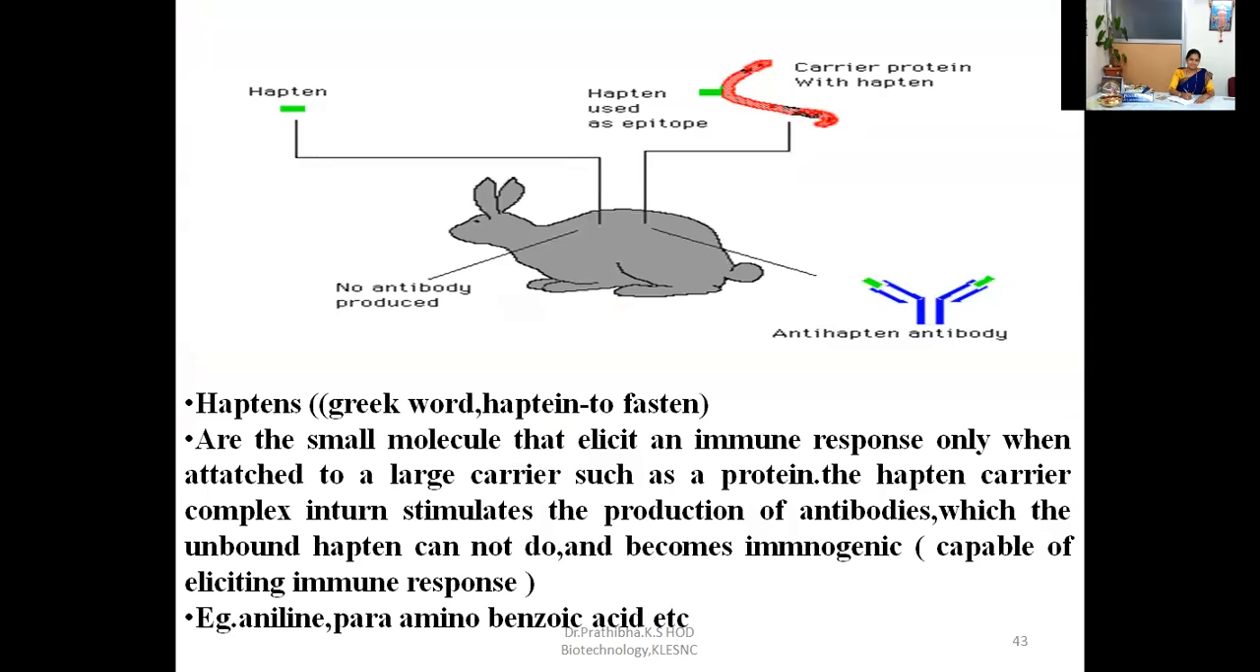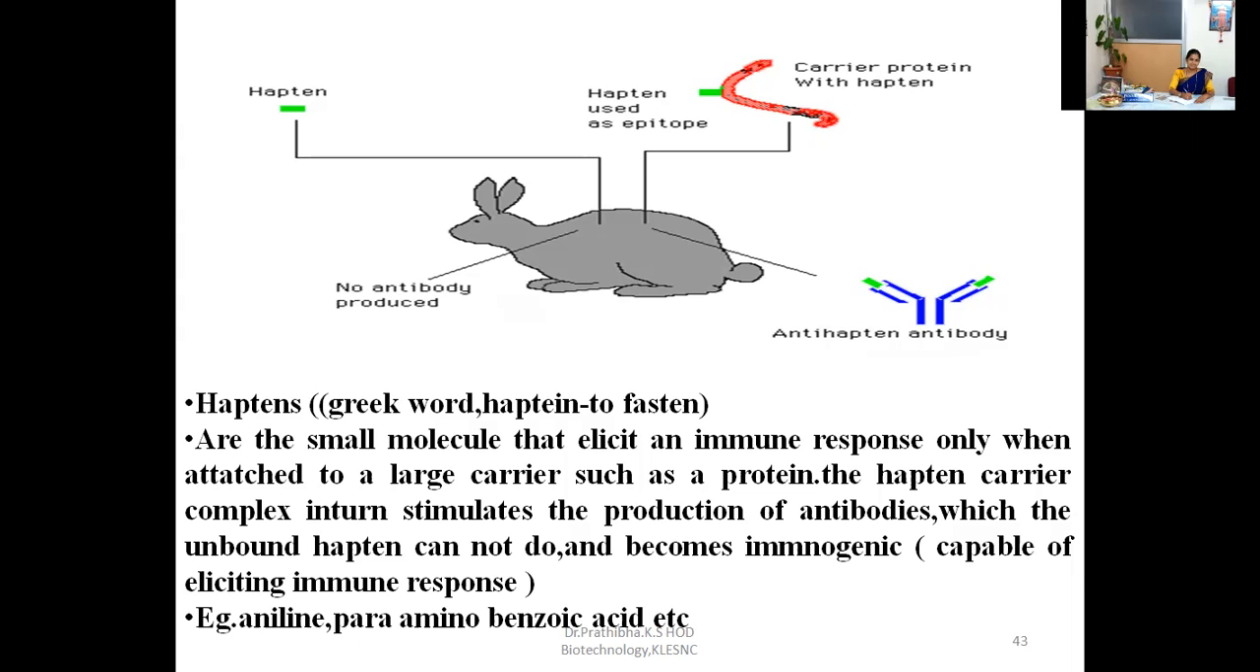Here you could see the production of antibodies. During the production of antibodies, we introduce different doses of antigen to laboratory animals. For example, sometimes low molecular weight antigens are known as haptens. Hapten is a Greek word meaning to fasten. Whereas the non-antigens are not basically true antigens.